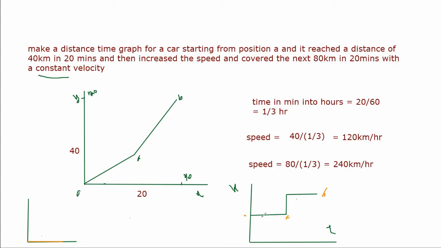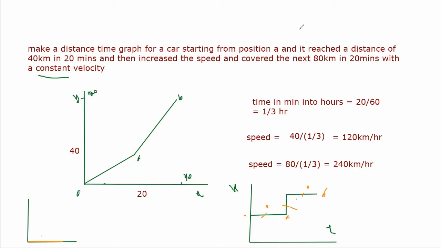So the velocity is not being changed from 0 to a or from a to b. There is a jump here, but in this case the velocity is zero. In this case the velocity is also zero. Just ignore this part. So the acceleration for this whole example is zero.